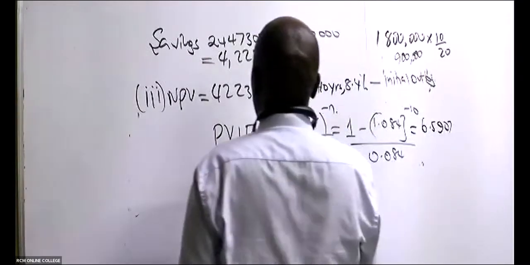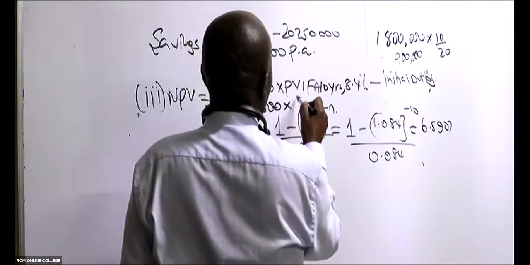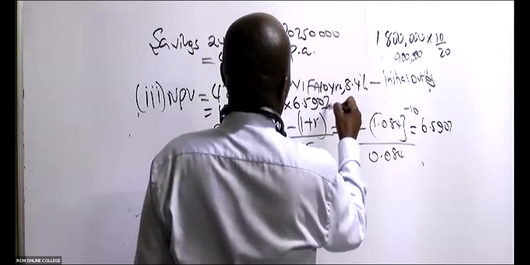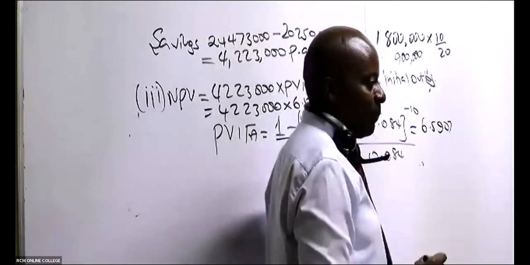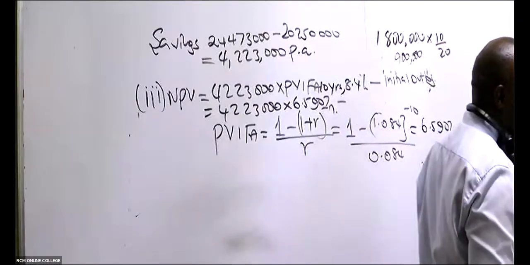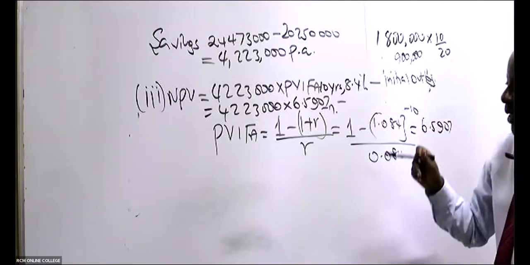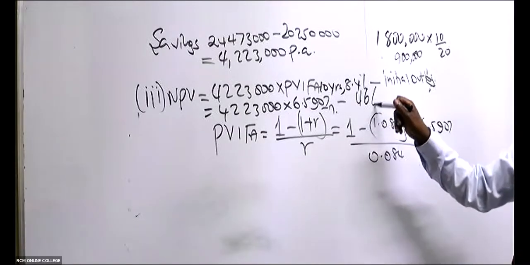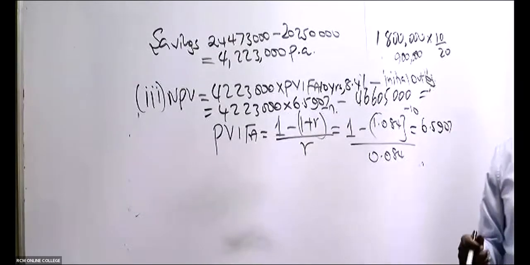So I'm being given 6.5907. So then come back here. This will be 23,000 times 6.5907 minus the initial outlay. Is there somebody who is able to remember the initial outlay? We have done the initial outlay in part 1, which is 46,605,000. So please go ahead and give us the NPV.